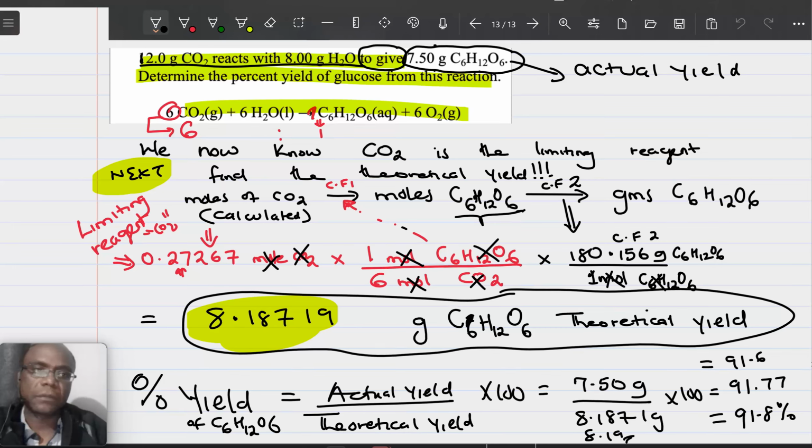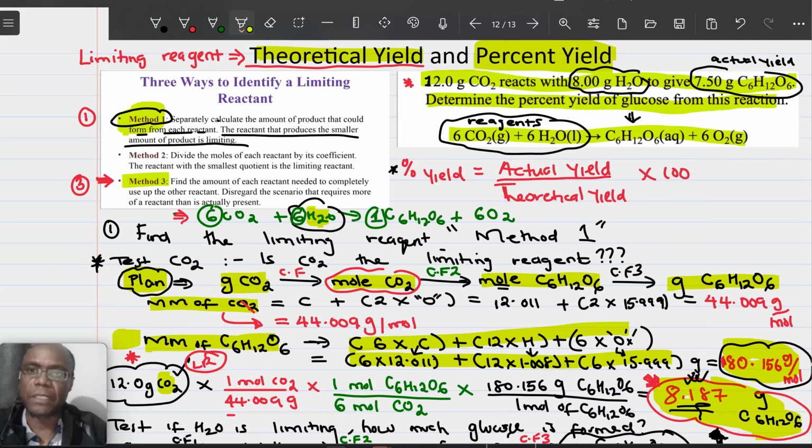So I've shown you 2 ways of finding the limiting reagent that take you to the same answer. Which theoretical yield will I use? I'll use this one that is not rounded so much, to give me 91.8. So that's how you do this. Whichever method you want to follow, it's your choice, whether you find the limiting reagent by method 1 or method 2. For me, I prefer method 1 because it gives me both the limiting reagent and the theoretical yield. Then I can just complete my question to find the percent yield. The question wanted us to determine the percent yield of glucose. That's it. Practice.